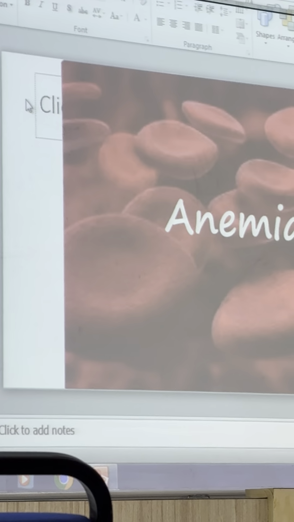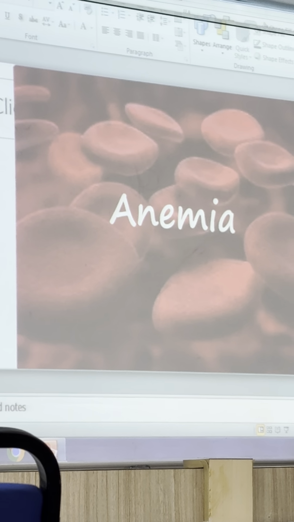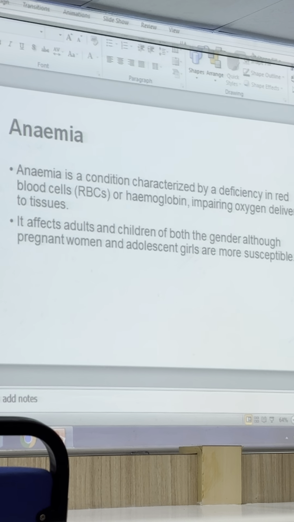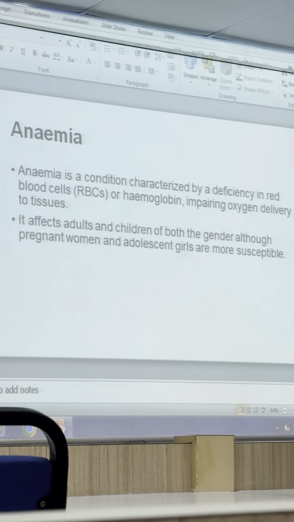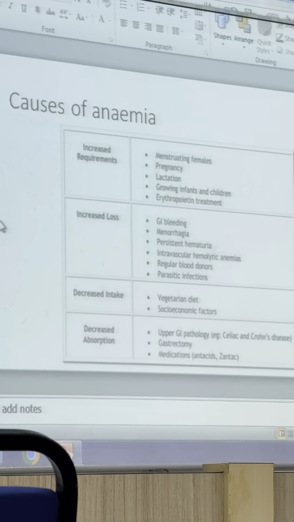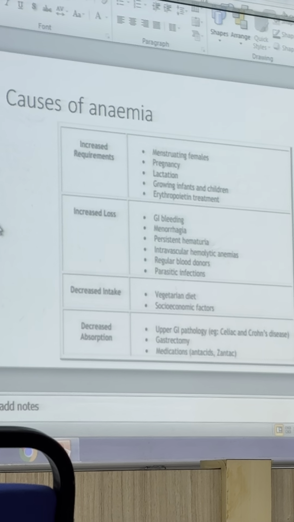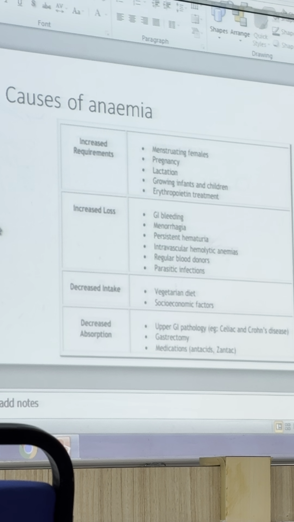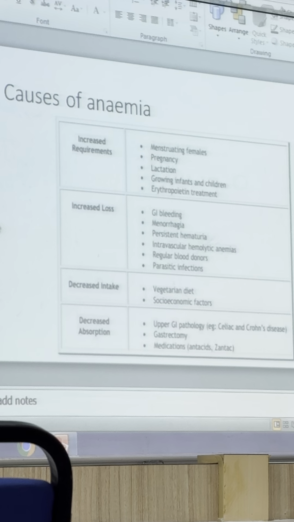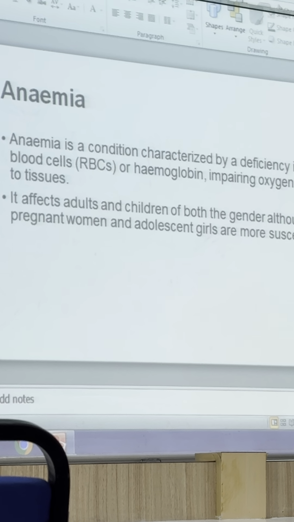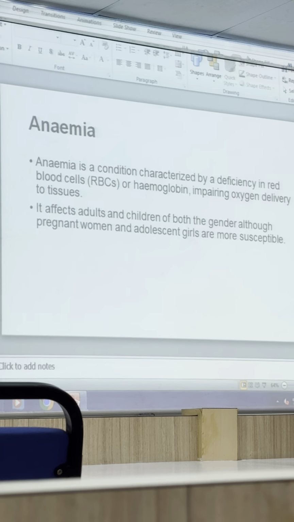Then let's take up the circulatory system. You need to know the definition of anemia and the causes of anemia. This is under the circulatory system. We need to know what it is, and we need to know the causes. Definition and causes of anemia.